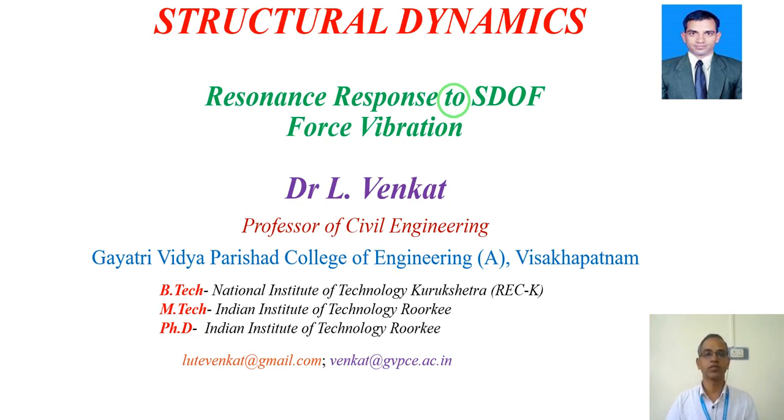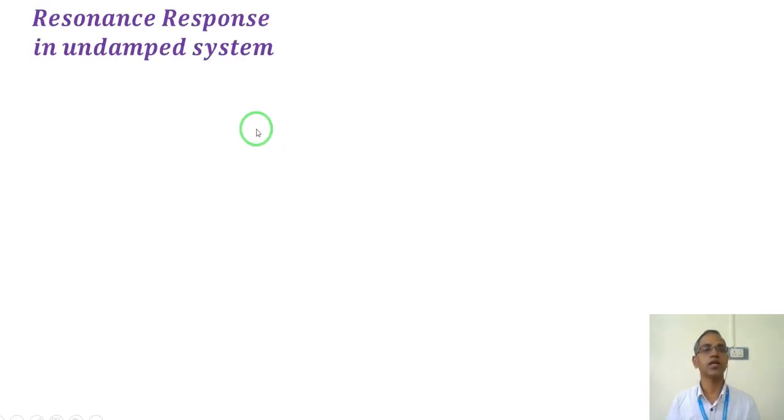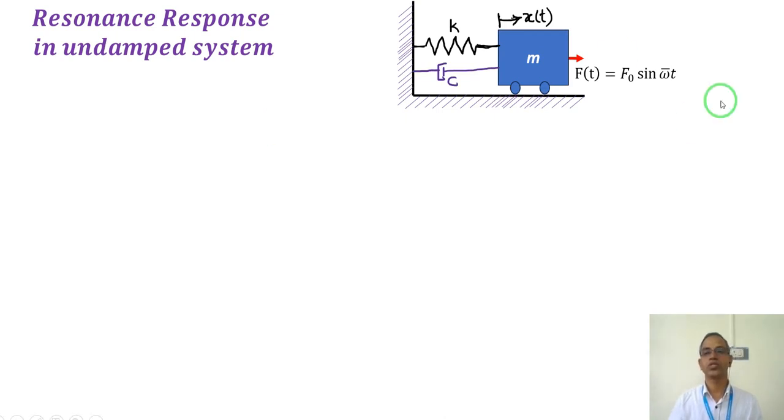In this lecture, we will be discussing the resonance response of a single degree of freedom system to harmonic vibrations, or forced vibration. In this class, we will discuss both when the system is undamped and when the system is damped. Let us first start with the undamped system. How does the response behave in the resonance condition? So this is, let us say, the undamped case, so this is equal to 0.